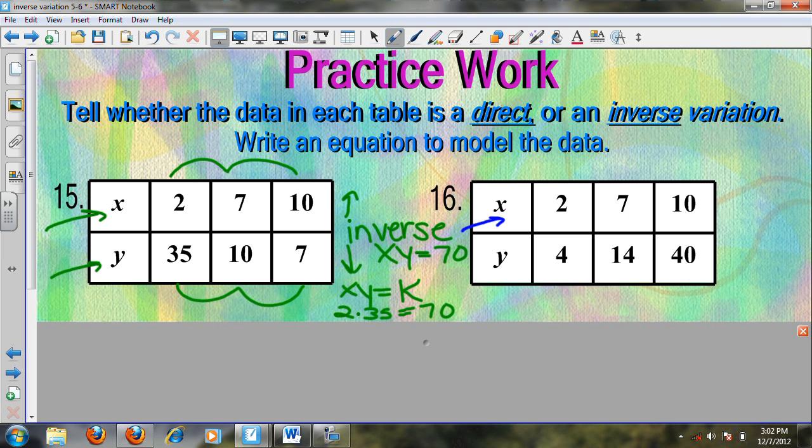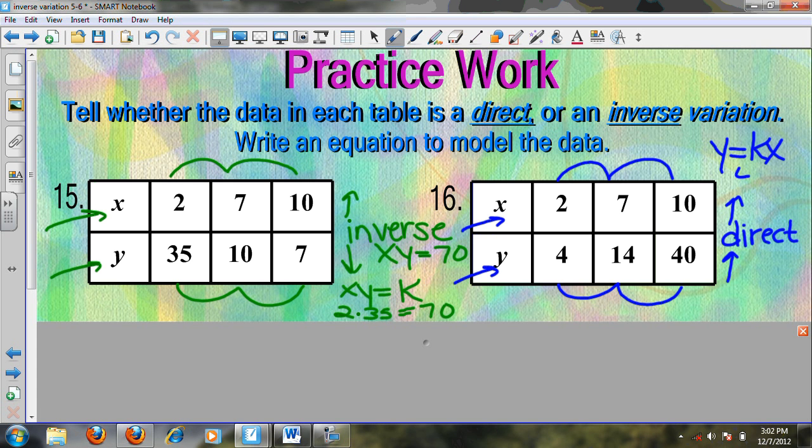Let's look at 16. Compare what's happening to the X. It's increasing. What's happening to the Y? It is increasing. They're both increasing, therefore it is direct. What is the formula for direct, Brandon? Yes, Y equals KX. Therefore, if I plug in, Y is 4 and X is 2. Divide by 2, K equals 2. So Y equals 2X. That doesn't seem to work here. Maybe that was a misprint, because it works for these two. Interesting. I think that was a typo. This should be 20.